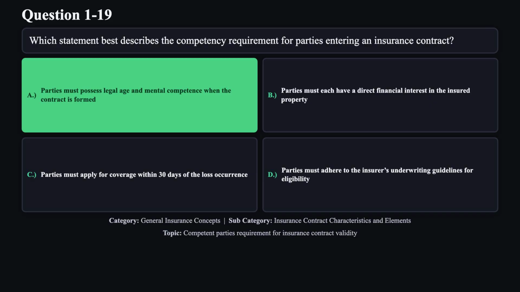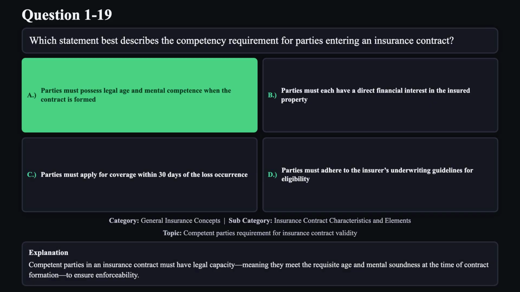The correct answer is A. Competent parties in an insurance contract must have legal capacity, meaning they meet the requisite age and mental soundness at the time of contract formation to ensure enforceability.